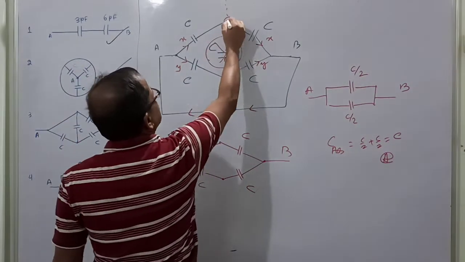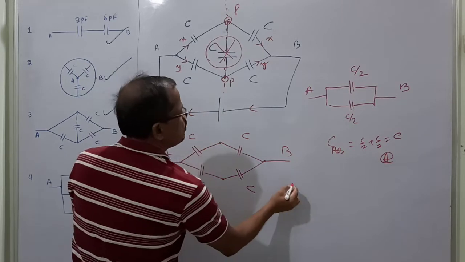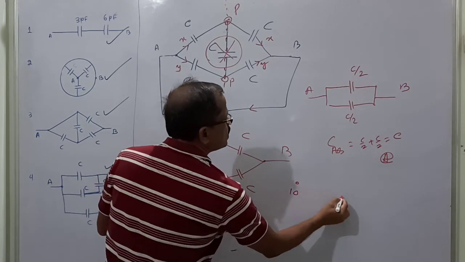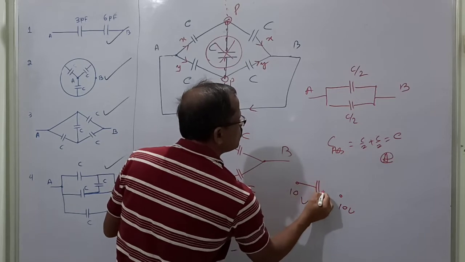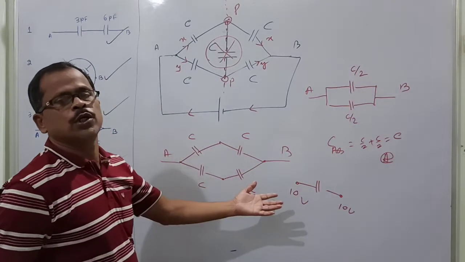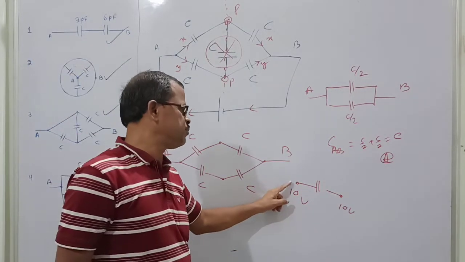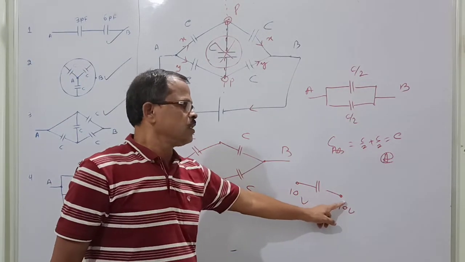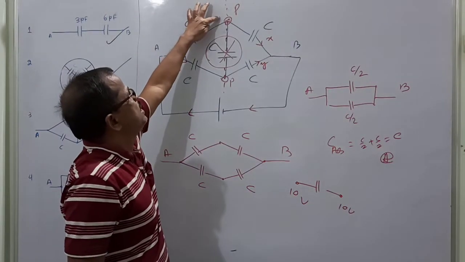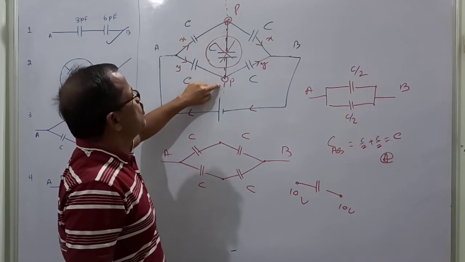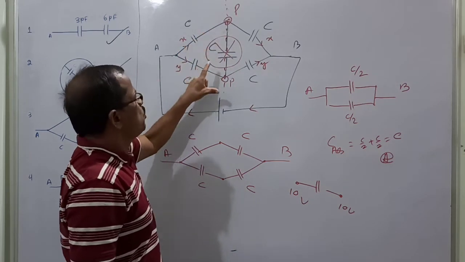If I say the potential of the point is P, then the potential of this point is also P, the same potential, 10 volt. If I join a capacitor or a bulb or anything, no current will pass through, because this point has potential 10 volt, and this point also has potential 10 volt. Let's say this is 10 volt, no current will flow. That means these two points are of the same potential.